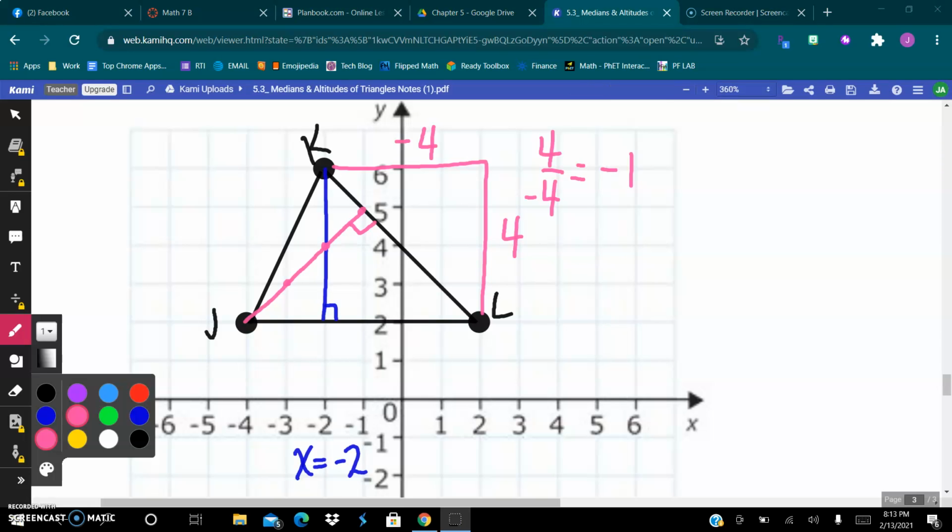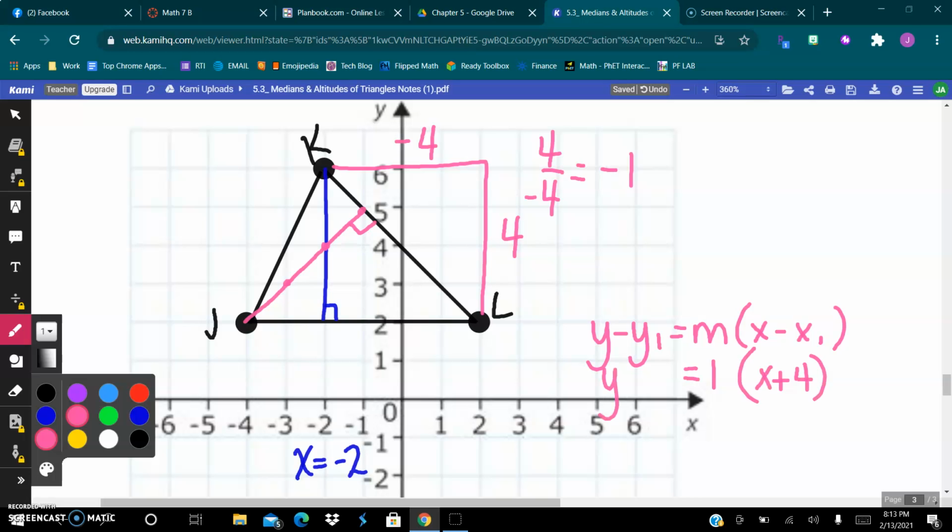To find the equation for this line, we know a point and we know the slope. So we know point J is -4, 2. So I'm going to use point slope formula. So y minus y1 equals m times x minus x1. The slope is 1. Our ordered pair is -4, 2. So x is going to be -4. So that's actually going to turn into a +4 there. And y is 2, so -2.